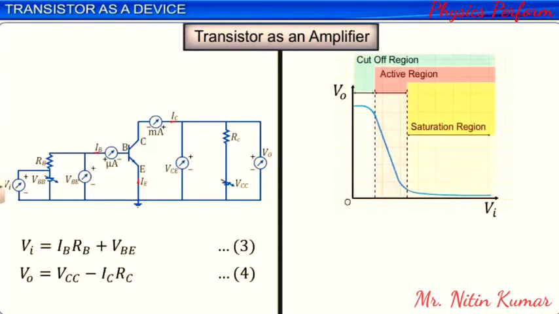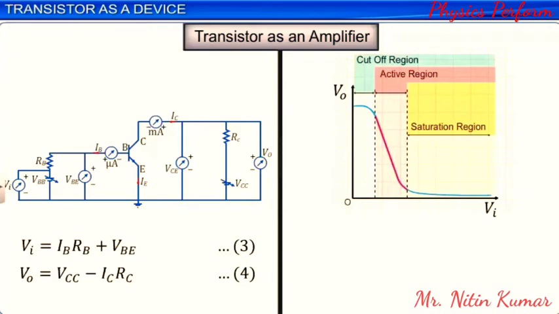If delta Vi and delta Vo are the small changes in the input voltage and the output voltage, then the ratio of the change in output voltage to the change in input voltage is called small signal voltage gain. That is, AV is equal to delta VO by delta Vi. Let this be equation 5.